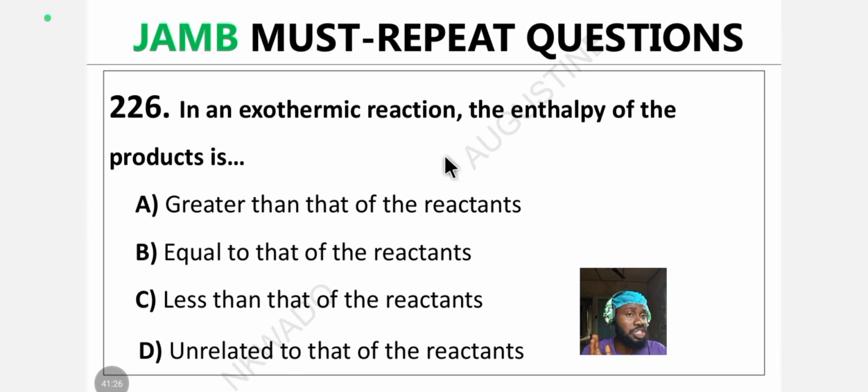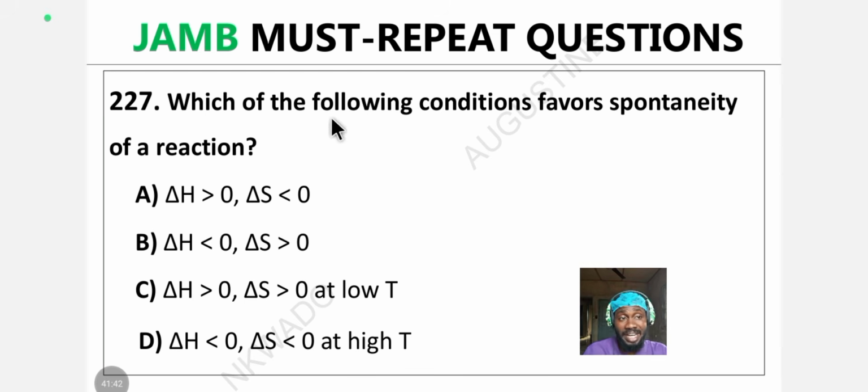In an exothermic reaction, the enthalpy of the product is what? A. Greater than that of the reactants. B. Equal to that of the reactants. C. Less than that of the reactants. D. Unrelated to that of the reactants. What's the answer, my scholar? Drop the answer in the comment section.